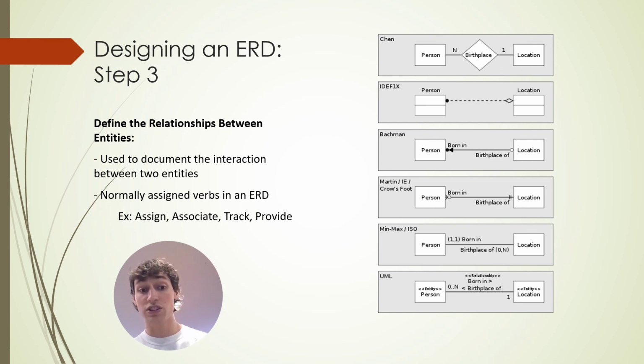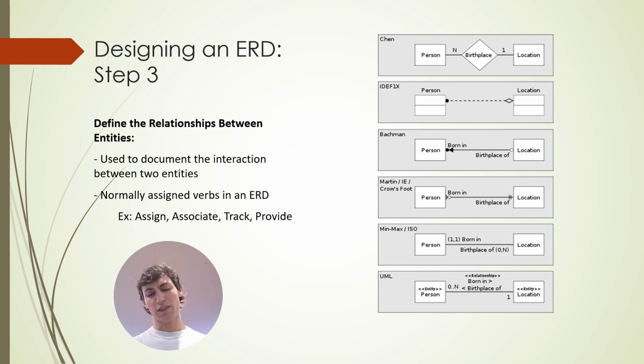Defining the relationship between entities is normally assigned verbs, as you see: born in, birthplace of. Some other examples might be assign, associate, track, provide. You want to find a key verb to act as a middle point between the different entities that you have, to act as that nice relationship. And they're used to document the interaction between two entities.